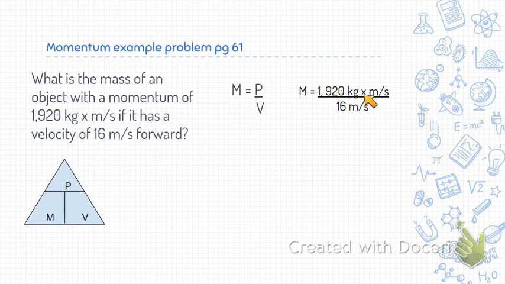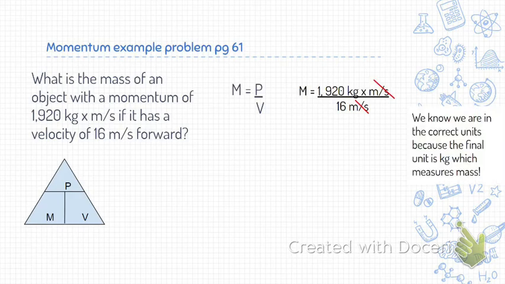So then you look and see, am I able to cross things out in my equation that allow me to get to kilograms? So in this case you are, and you're able to cross out those meters per second. You know you've done the math correctly because you are in the correct units. You're solving in kilograms. So once you figure all of that out and you've shown your work, you've crossed your units out, you can divide, and you see that your mass is 120 kilograms.